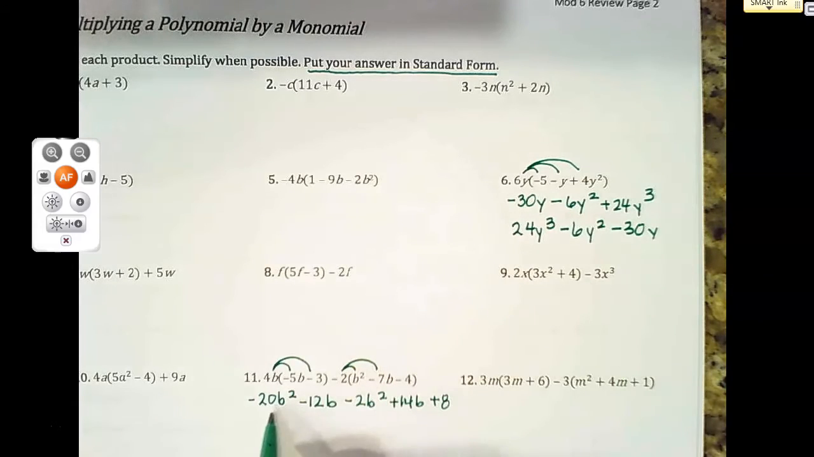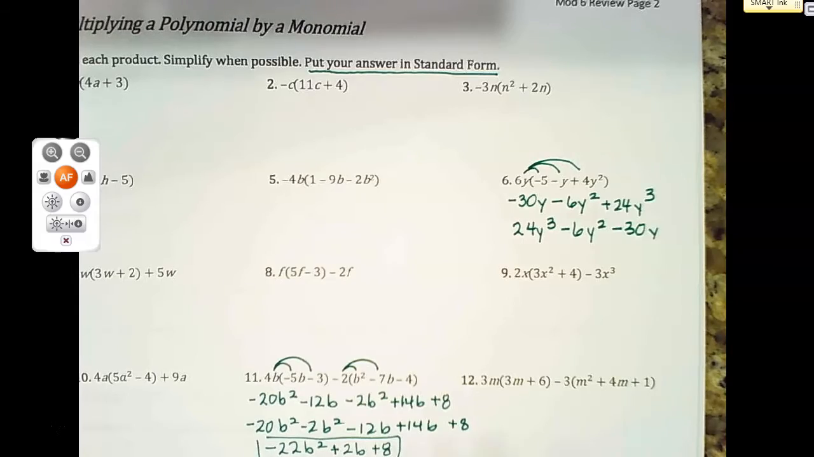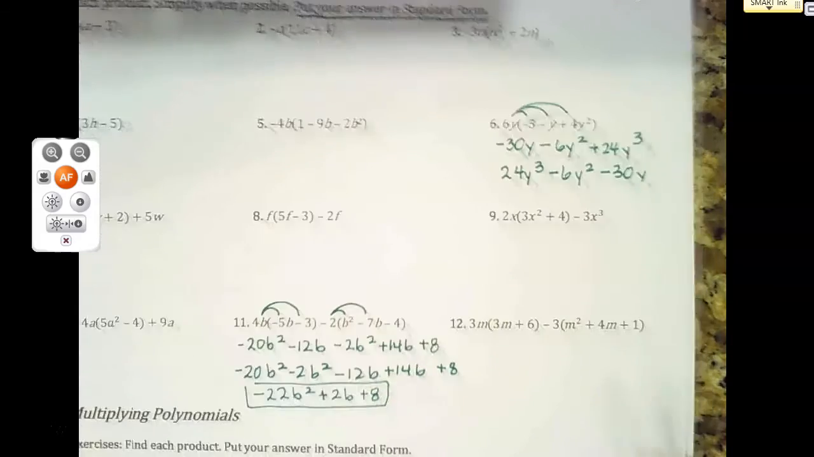And then I'm going to rewrite my like terms together. Negative 20b squared minus 2b squared minus 12b plus 14b plus 8. So I've got negative 22b squared, and minus 12 plus 14 is actually plus 2b, plus 8. And that's my final answer. And it's already in standard form in descending order of the variable.